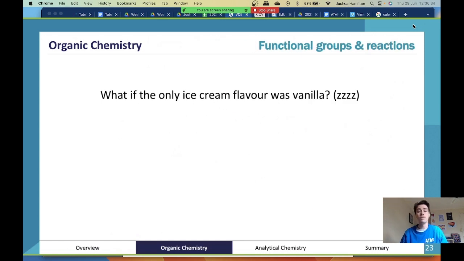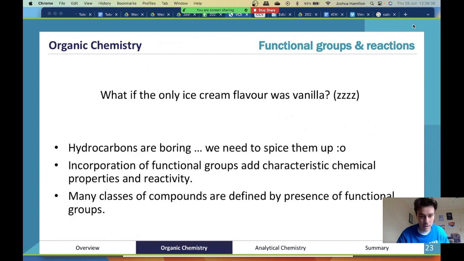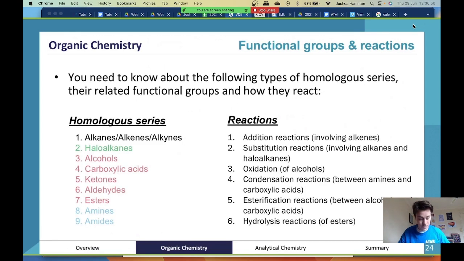So what if the only ice cream flavor was vanilla? Well, that's pretty boring. Hydrocarbons are boring. So we need to spice them up. We need to incorporate some functional groups and get those flavors that are not vanilla. So how many classes of compounds are defined by the presence of functional groups? Many, many, many, and many. So these are the ones that you're sort of going to need to know.